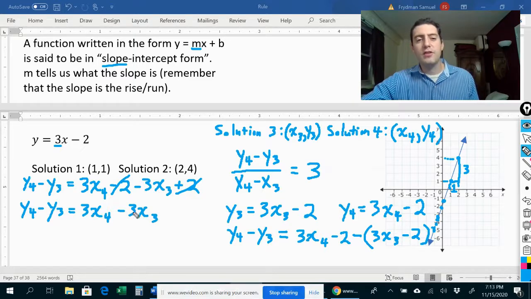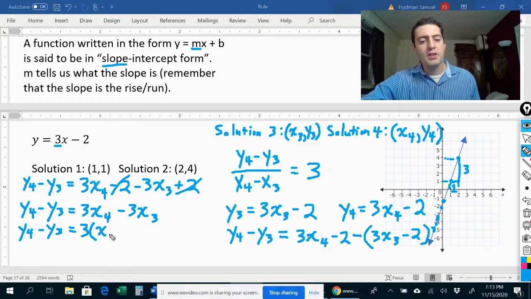And now I can factor out a 3 here. So this expression, let me just copy this down. This doesn't change. I'm just dragging this along the whole time. But I can factor a 3 out of these two terms over here. And I can say that this expression is exactly like 3 times, in parentheses, x4 minus x3. Because if I were to just distribute here, 3 times x4 is 3x4, and 3 times minus x3 is minus 3x3. So this expression is really equivalent to this expression.